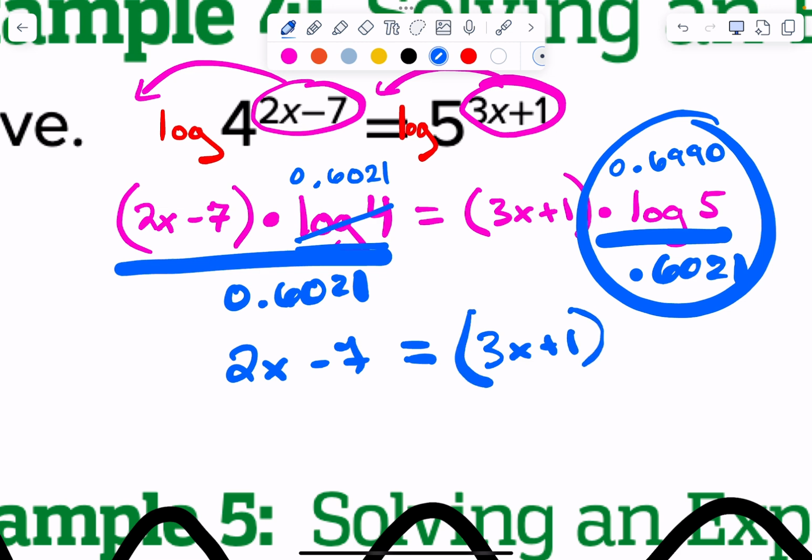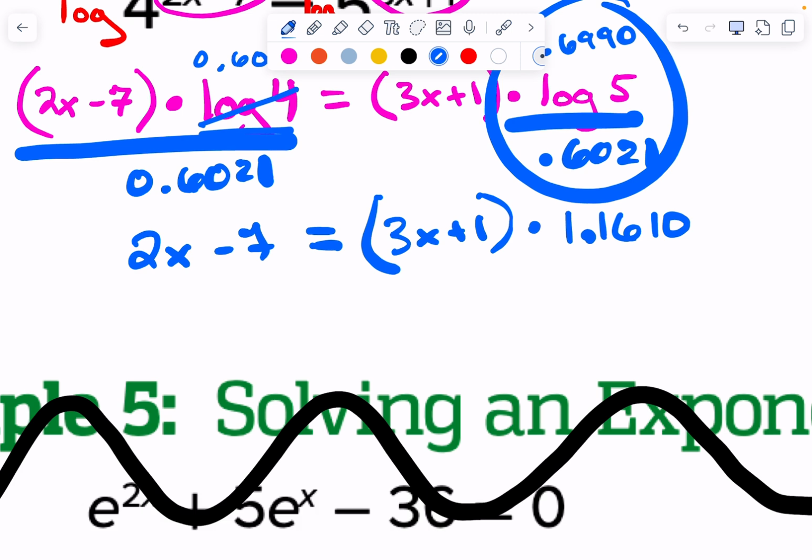If I divide those two logs, it's like log 5 divided by log 4. It's 1.1609. Did you use the full decimals? Let's use the full decimals, log 5 divided by log 4 instead of the decimal. It's 1.1610, so it's slightly changed. Whatever. Okay, so now it's on the right side.